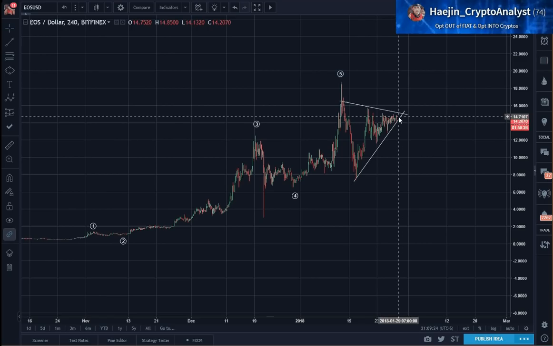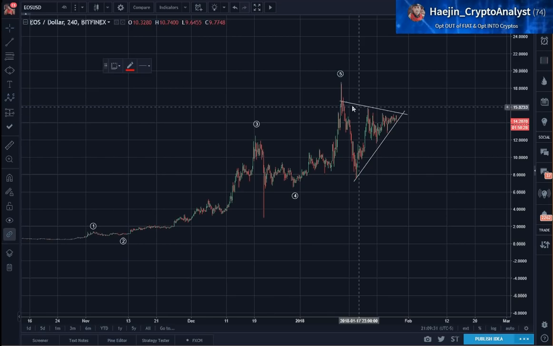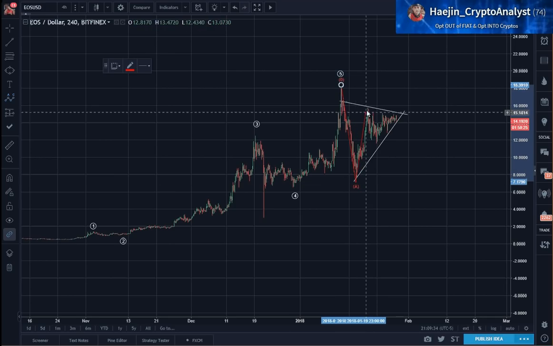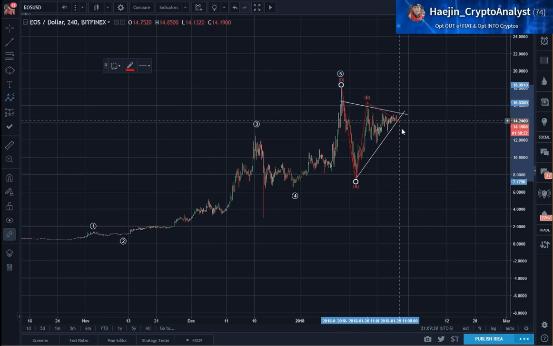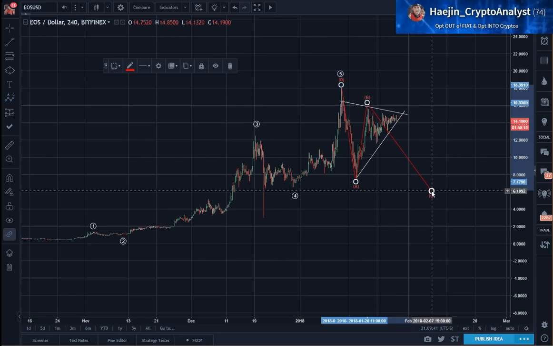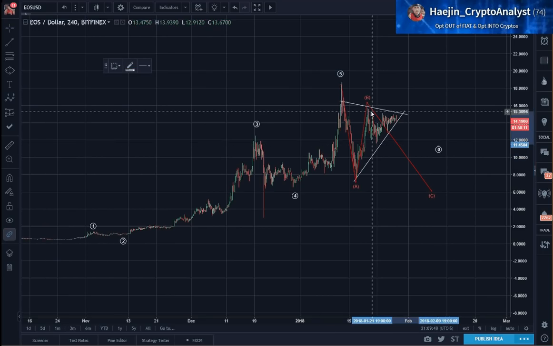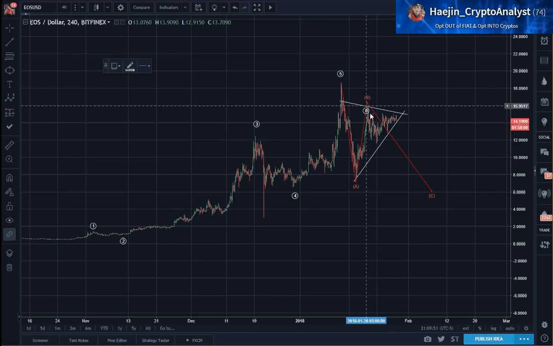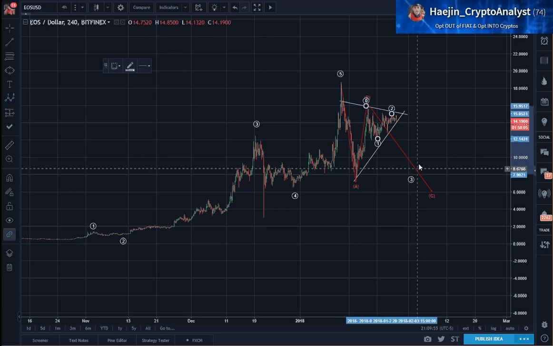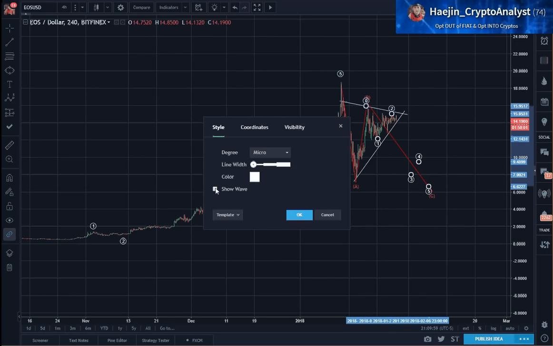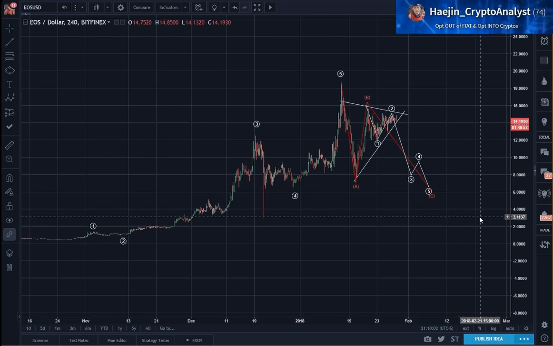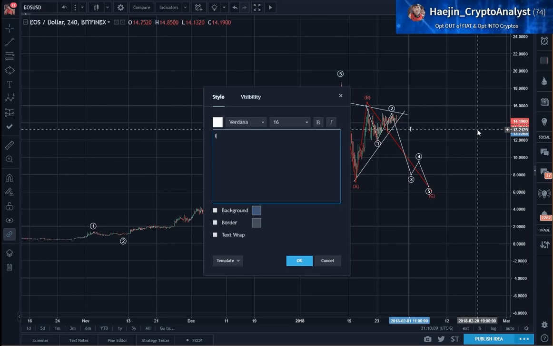If price breaches this bottom line decisively, then we've likely have an A, B, 1, 2, 3, 4, 5 scenario. Again, this is if bottom line breached.